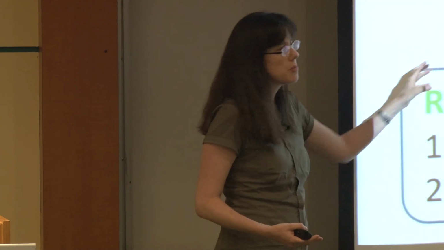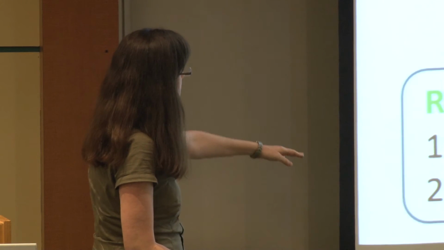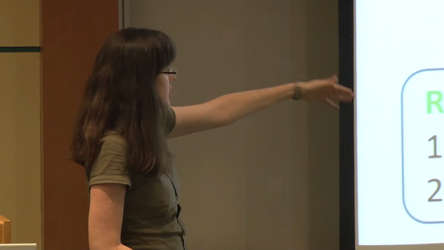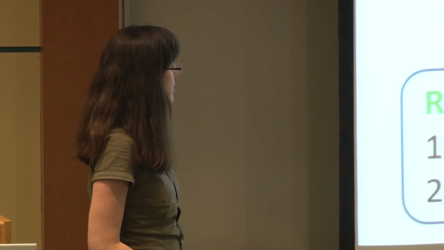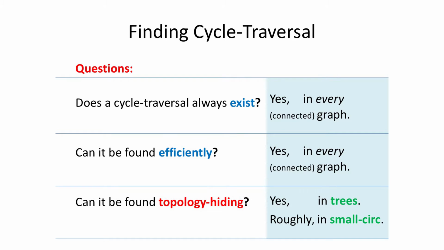So we're going to somehow do both steps under the hood. I'll show you in a second how we do it. So okay, if this was our idea, to find a cycle traversal and then do topology hiding voting on that, that raises a few questions. First, does it even exist?